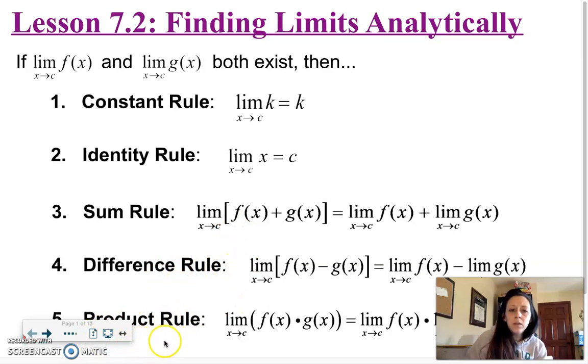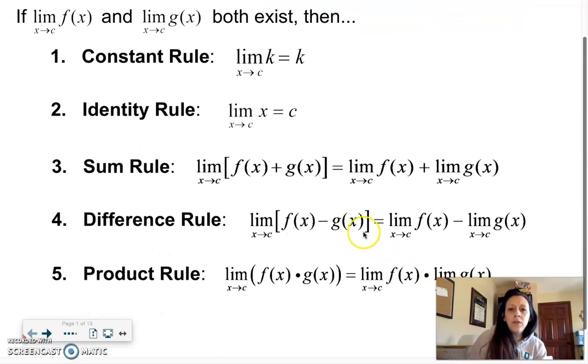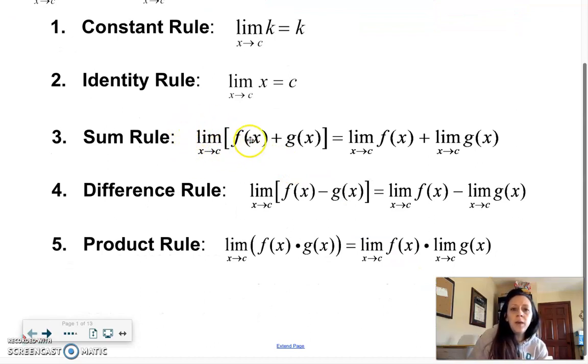So basically what's going on in these three rules is it's just saying that if you're taking the limit of two functions that are being added together or subtracted or multiplied together, you can make this easier on yourself by breaking it up. And so what I mean is just take the limit of each thing individually and then add the answers together or subtract the answers or multiply the answers. So it's going to allow you to take something complicated and break it into chunks. Okay. So that's your sum, difference, and product rule.